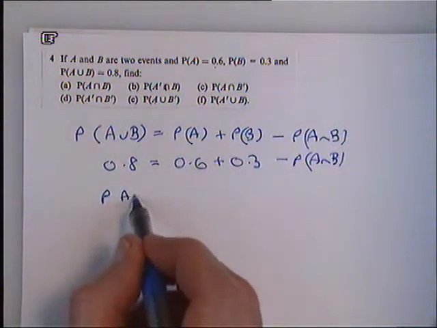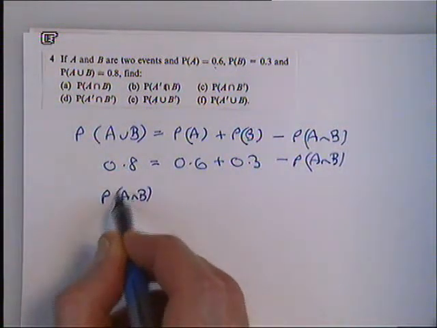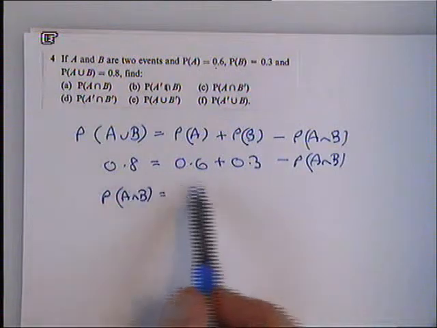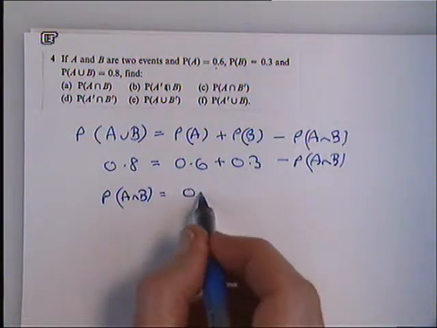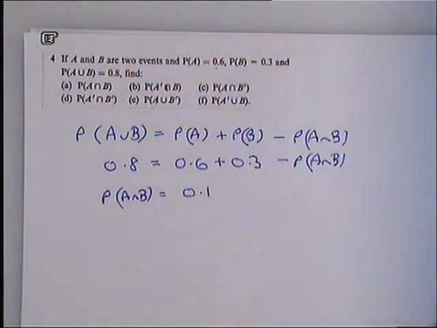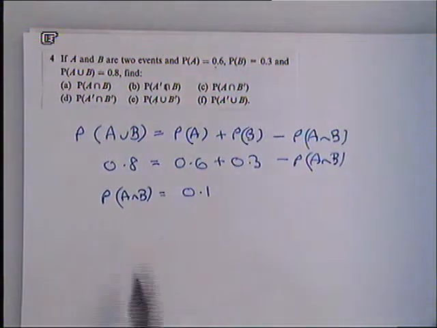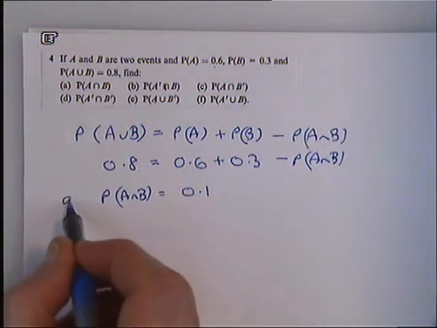So what's the bit on the end got to be? I'm taking off. 0.8 is 0.9, take away? Minus 0.1. Yeah, 0.1. So I know just from using that first probability law, that sort of union event formula, which is one of the ones you need to memorise, that's the answer to part A.